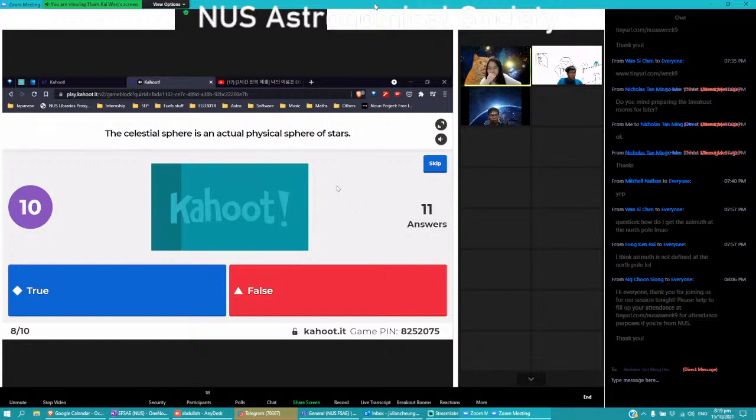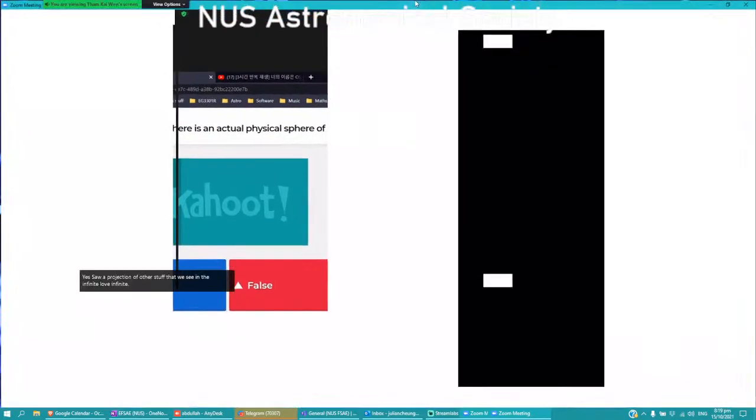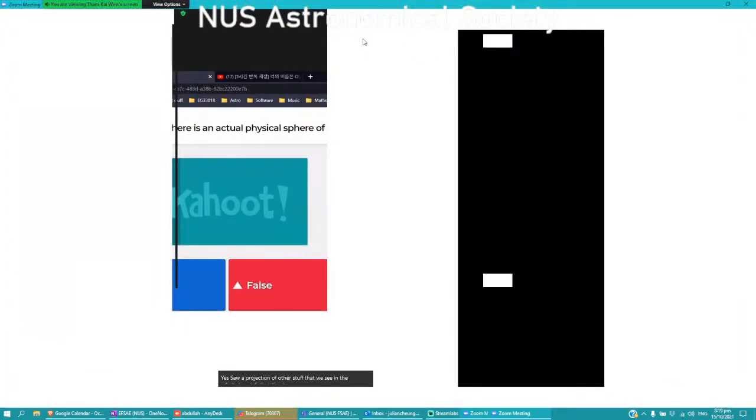Yes, so as you remember, the celestial sphere is just a projection of all the stars that we see in sort of infinite space. So it's not an actual one nice sphere of stars. If not, I think that would be a bit chaotic over there.